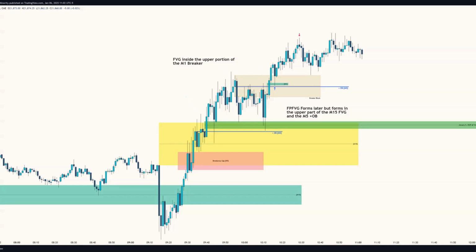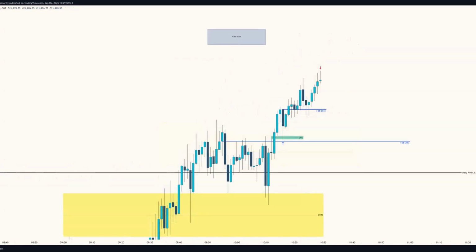I'm looking for PD arrays on the higher time frame to have lower time frame PD arrays that support the direction I'm looking for. That's all I'm doing in every single one of my trades. The entry model looks the same. Here's the actual trade, this is what it looked like the day I took it.